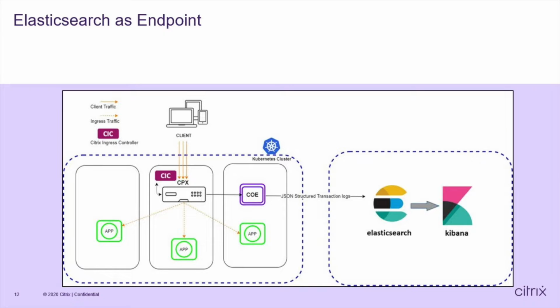Citrix ADC, having visibility to the client traffic, will be able to capture and export all the layer 3 to layer 7 information, bundled as transaction logs, events, and metrics, to Citrix Observability Exporter, which then converts it to structured transaction logs suitable for the endpoint that you have configured your COE for.